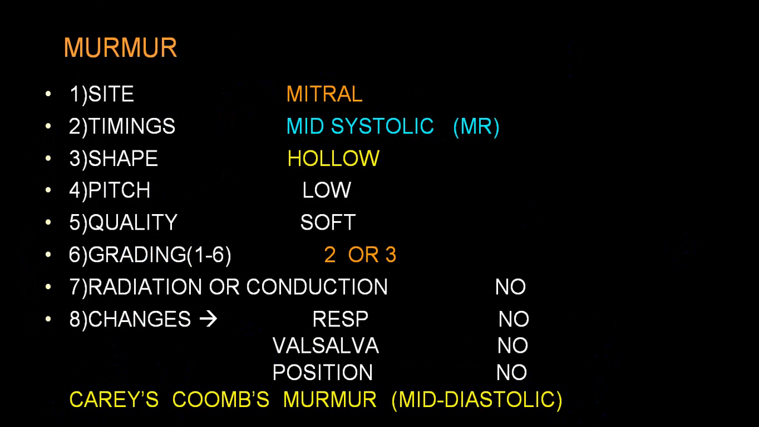So in the mitral valve, you will have a mid systolic murmur, which is a hollow systolic murmur, grade 2 or grade 3, which will be heard very frequently at the mitral valve. And you can have a mid diastolic murmur, because of inflammation of the mitral valve, called the Carey Coombs murmur, which is a mid diastolic murmur.